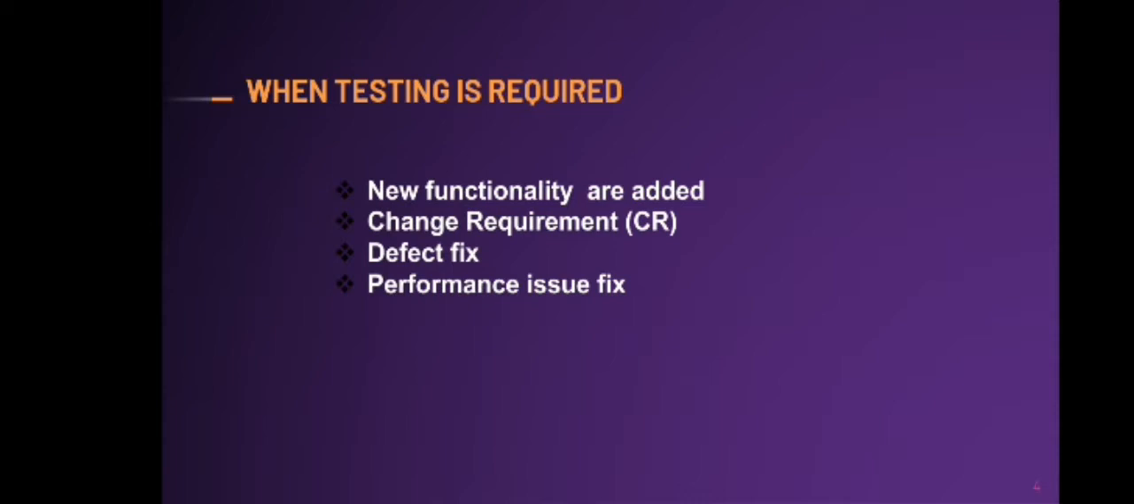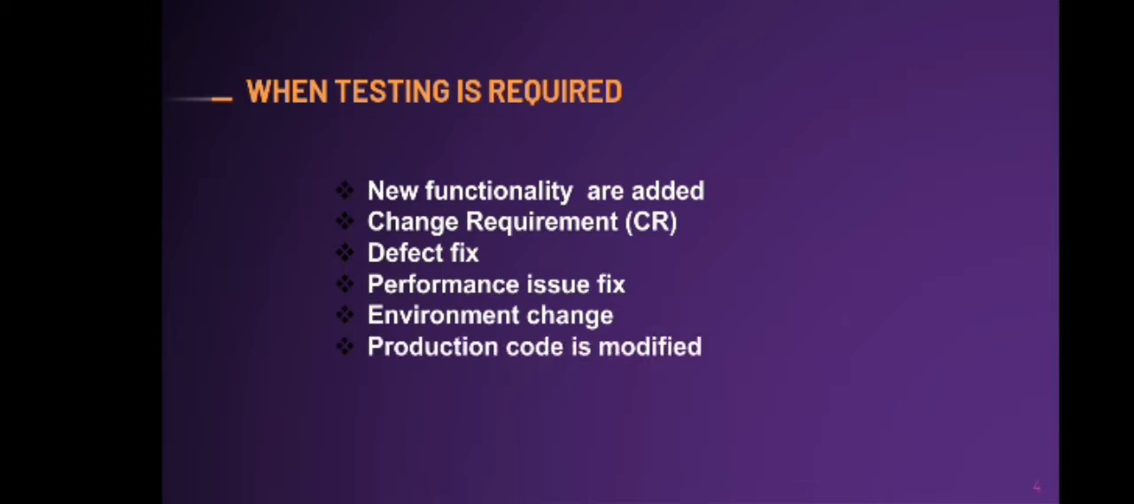In this case, loading of a home page or any website takes 5 seconds, and we reduce the load time to 2 seconds. Then next, environment change, for example when we update the database from MySQL to Oracle. Then next, production code is modified, which means adding new functionality to the software or website.